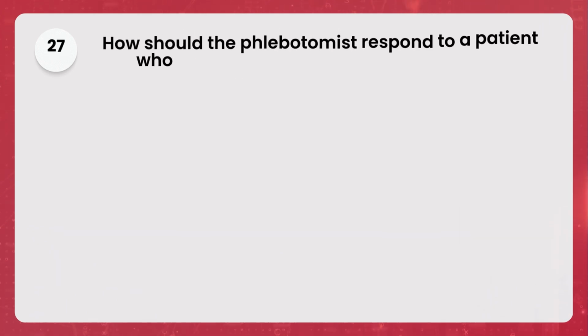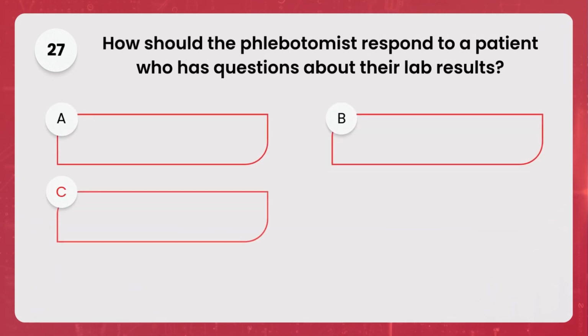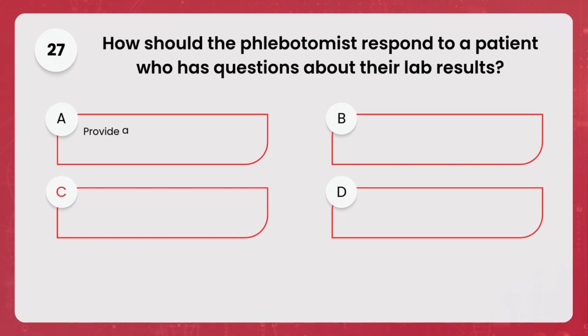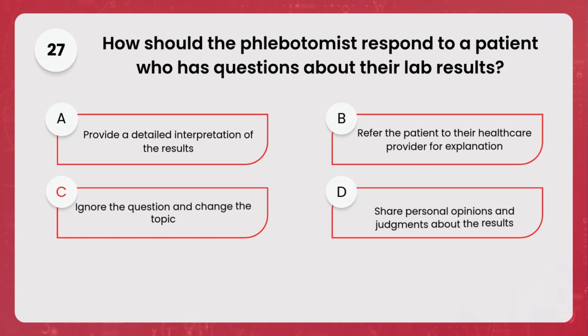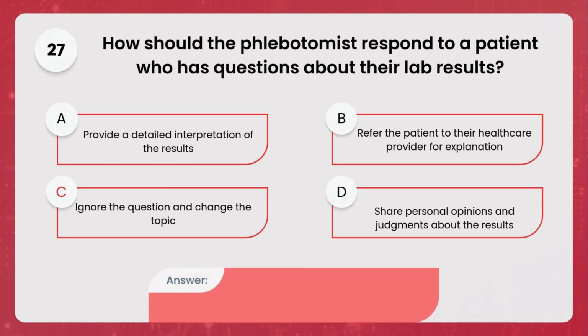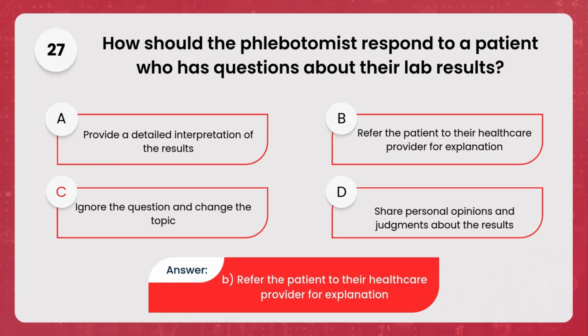Number 27. How should phlebotomists respond to a patient who has questions about their lab results? A. Provide a detailed interpretation of the results. B. Refer the patient to their healthcare provider for explanation. C. Ignore the question, change the topic. D. Share personal opinions and judgments about the result. The answer is B. Refer the patient to their healthcare provider for explanation.